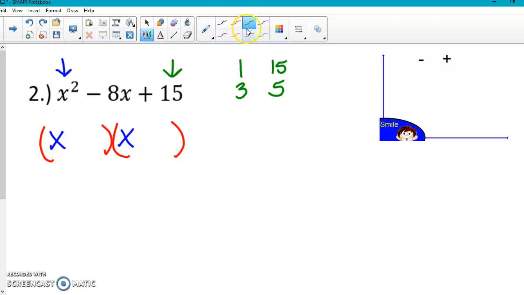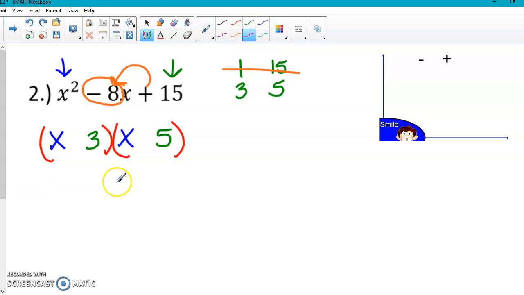So now I got to figure out, okay, which one do I pick? So that's where the middle one comes in. I need to figure out what two numbers multiply to get 15, which is over here, but will add to get me 8. Notice I'm looking at this sign. Which ones will add to get me 8? So 1 plus 15, that's 16, so that's not it. 3 plus 5. There you go. 3 plus 5 is 8. So that's how you know your answer. So 3 goes in one of them. 5 goes into the second one.